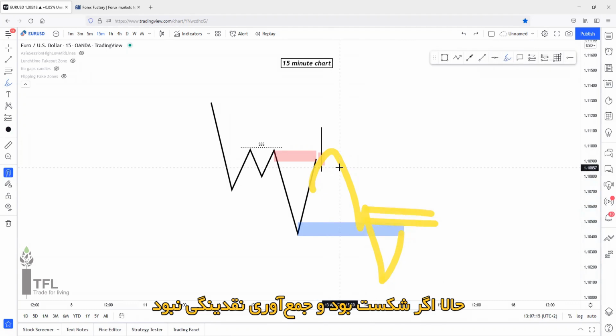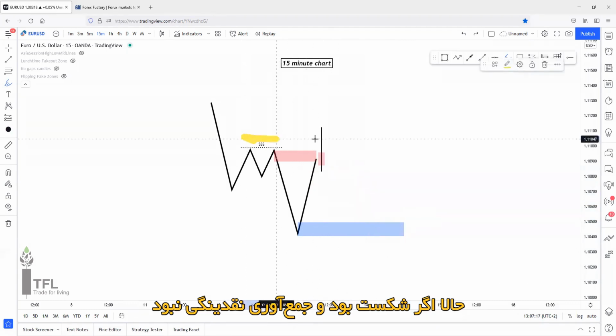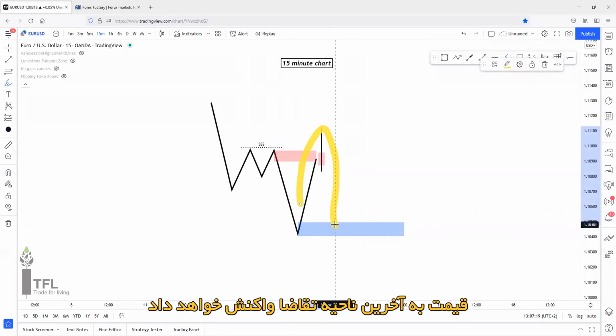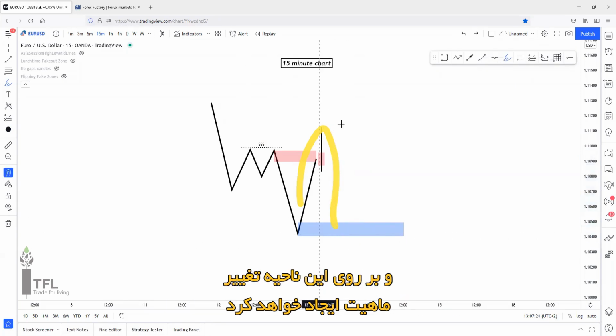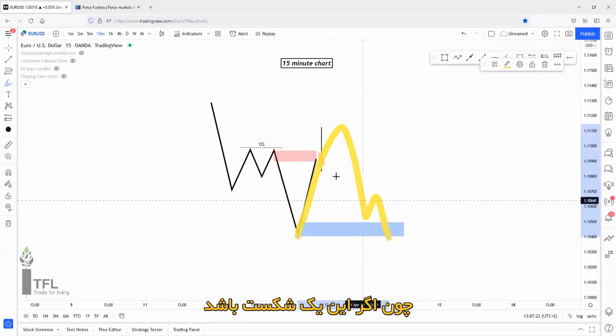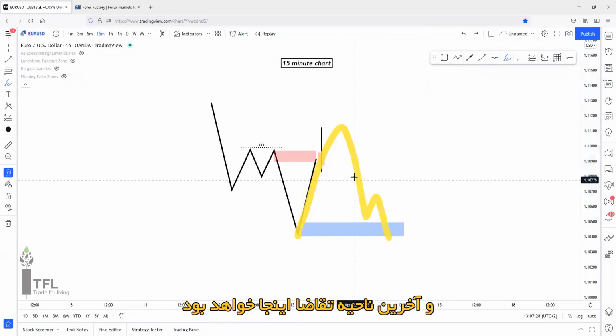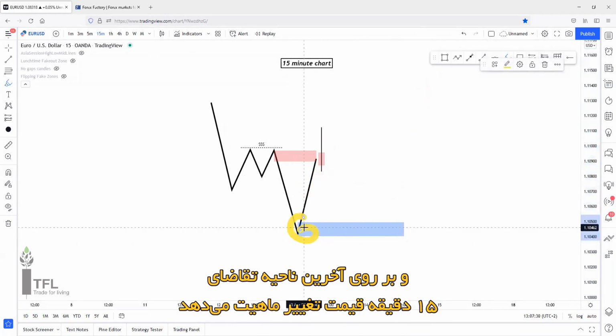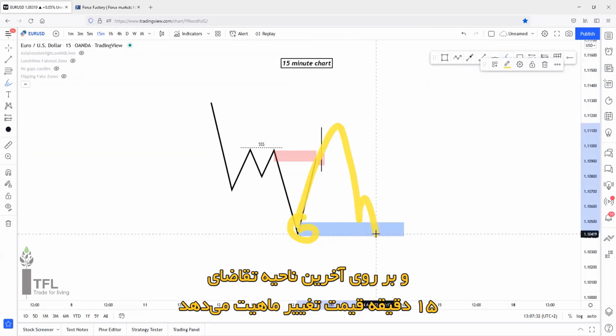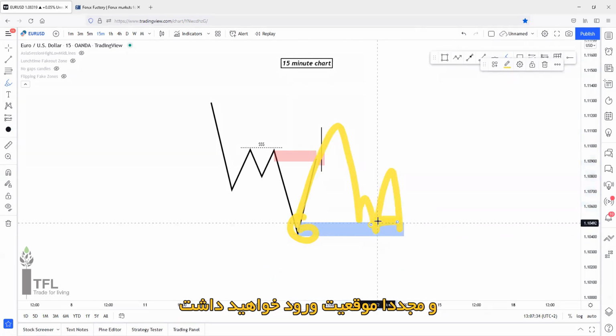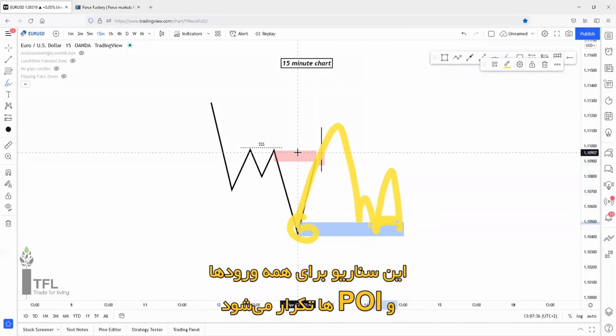But if it was a break and not just a liquidity sweep, then price will react on this next recent demand zone and create a change of character on this zone, because if it was a break, price will continue the upside movement. The next recent demand zone is right here, and on the next recent 15-minute demand zone, price will change character and there will be an entry opportunity for you again.